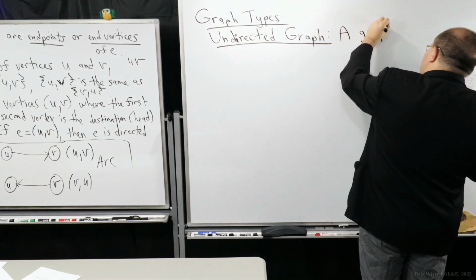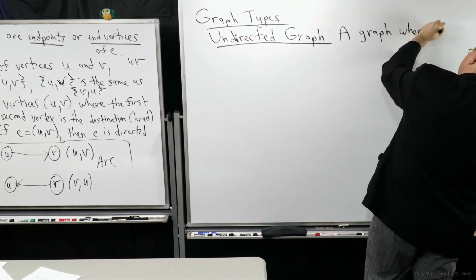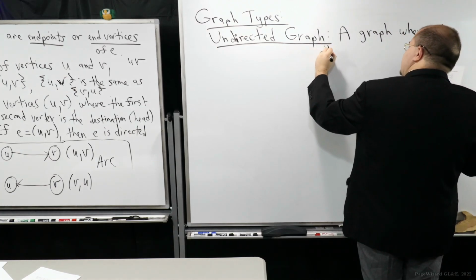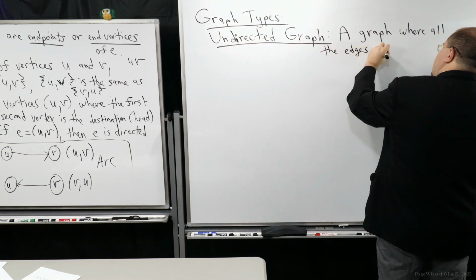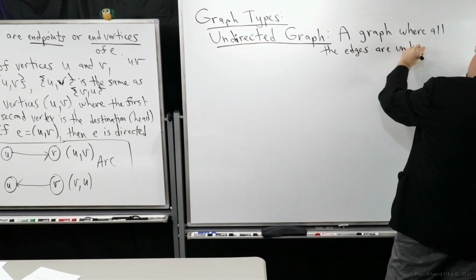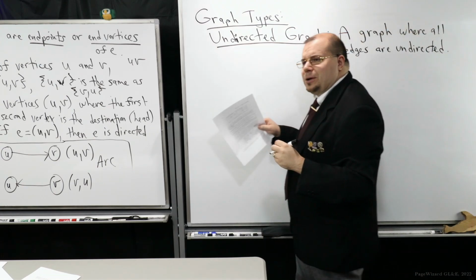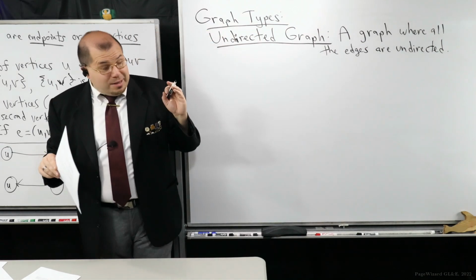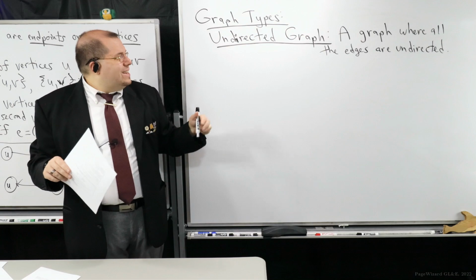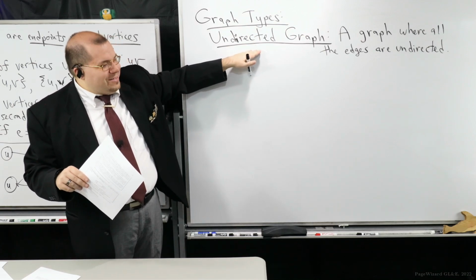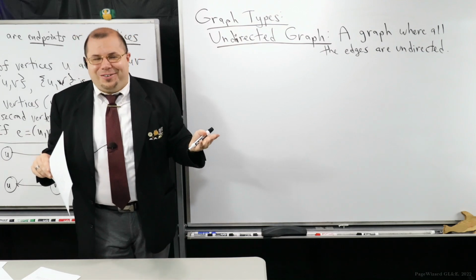An undirected graph simply is a graph where all the edges are undirected. Piece of cake, right? There's nothing too sophisticated about the terminology. Sure, I could say it's not sophisticated, but it's very effective. If you read this, you're like, okay, that's the definition. It seems pretty darn straightforward, right?